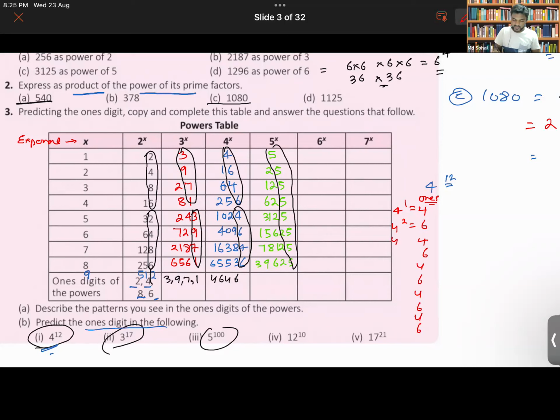Right now. So it was 4 to the power 3, 4 to the power 4, 4 to the power 5, then 6, 7, 8, 9, 10, 11, and 12. So 4 to the power 12 will give you a value in which the unit digit is going to be 6. Six. So like this, you can answer it.